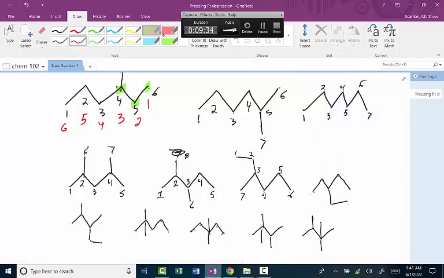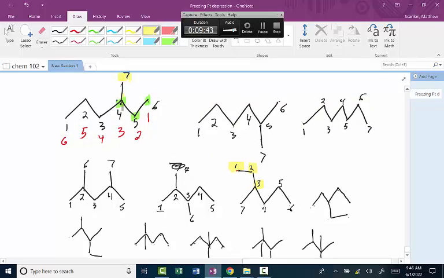1, 2, 3, and we have it coming off 3 up here. Number 7 comes off 3 up at the top here, and number 7 comes off 3. So these two are the same. Be very careful with this.